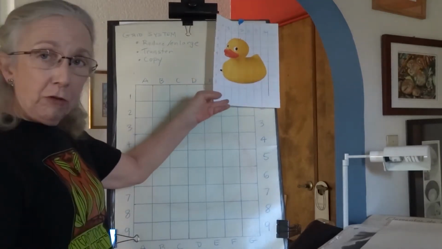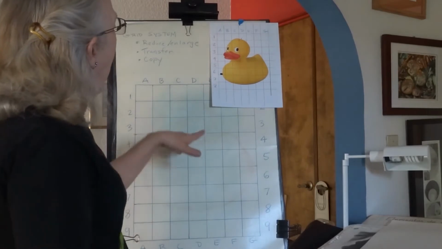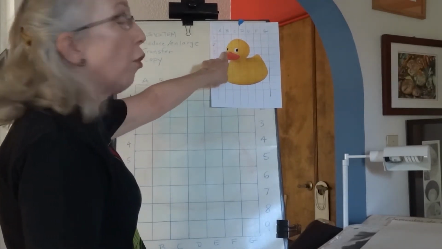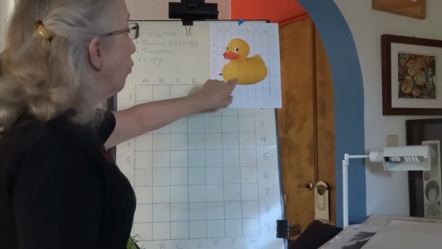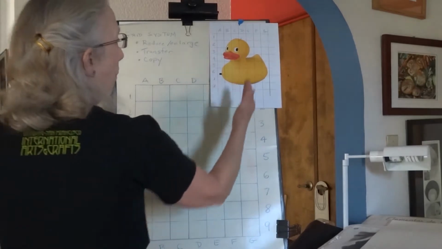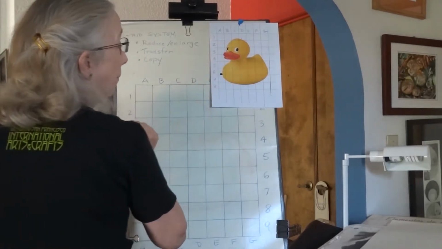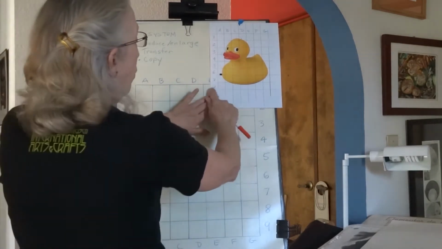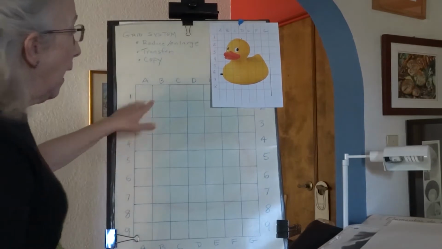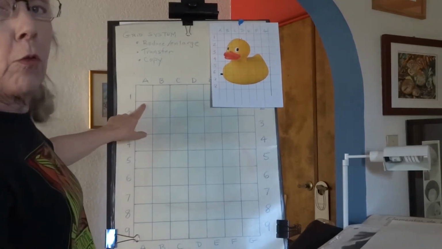I selected a picture. I took a picture of a rubber ducky off the internet, and I put it on a piece of paper, and then I drew a grid on it. So these are squares, and I have columns that go up and down that are labeled A, B, C, D, E, F, G. And then I have rows that go across that are numbered 1 through 8. And then I have a piece of paper where I've done a grid, but the squares are all bigger.